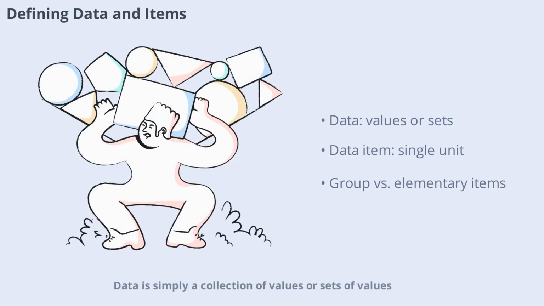Data is simply a collection of values or sets of values. A data item refers to a single unit of value, while group items are data items that can be divided into subitems. For example, an employee's name can be split into first name, middle initial, and last name, whereas a social security number is typically treated as a single, indivisible item. Understanding these distinctions is crucial for organizing and processing data effectively.